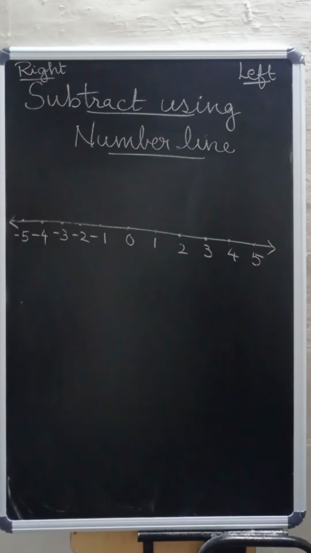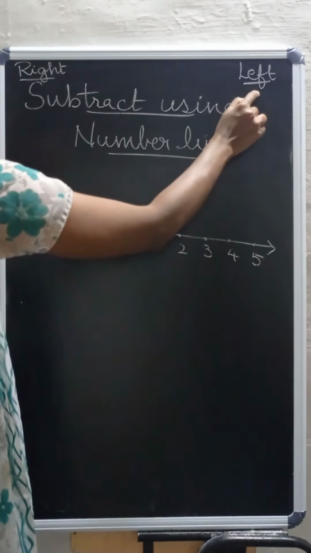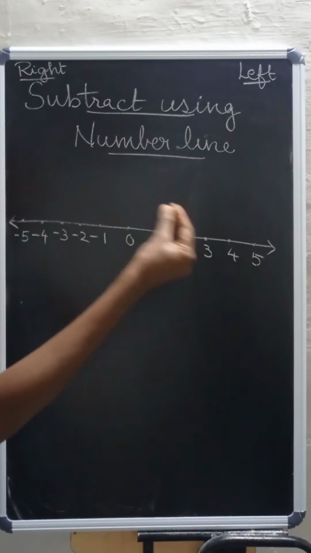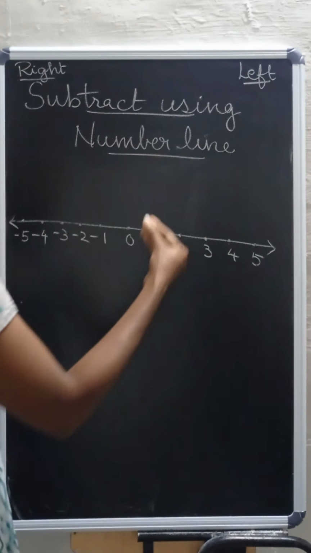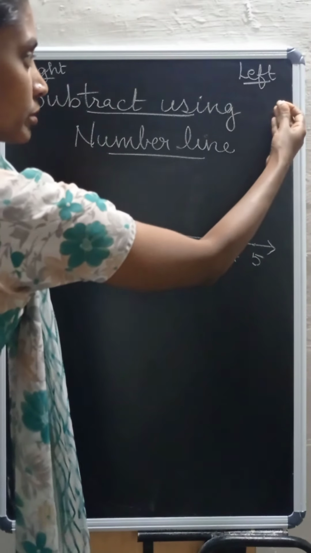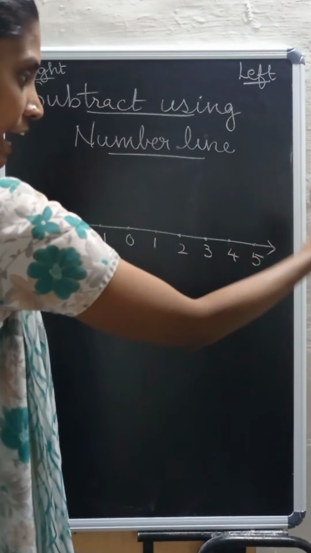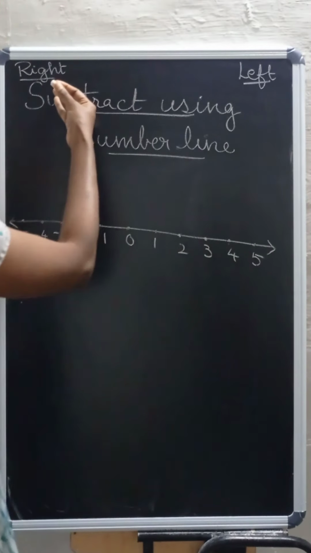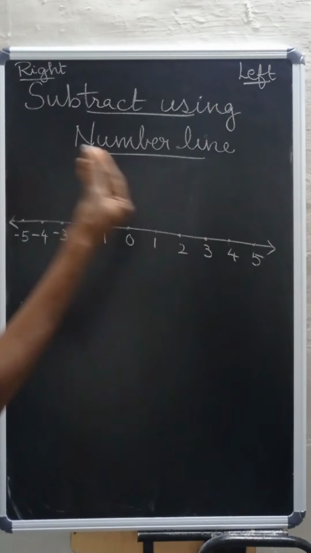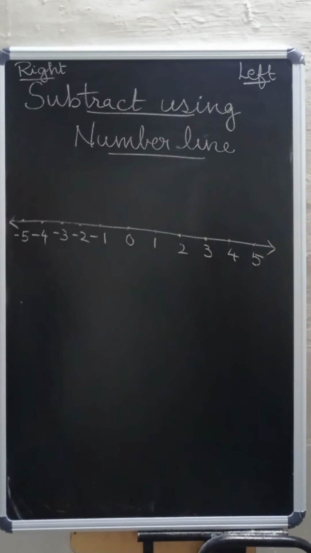Next we are going to see subtract using number line. Now see, this is the left side of the board and this is the right side of the board. And for you, when you are writing with the hand, you will move to the right, that is move to the left of the board means you will use your hand to move to the right, and moving to the right of the board means you will move your hand to the left.